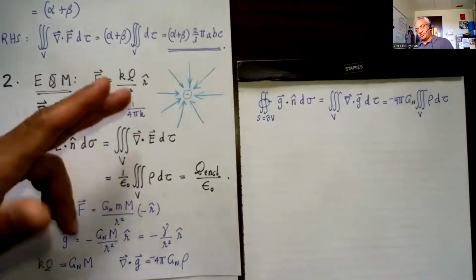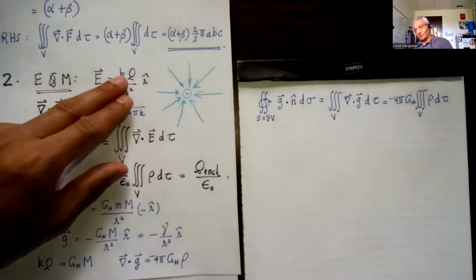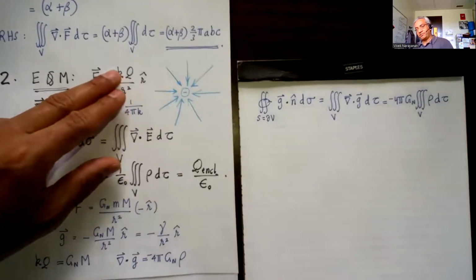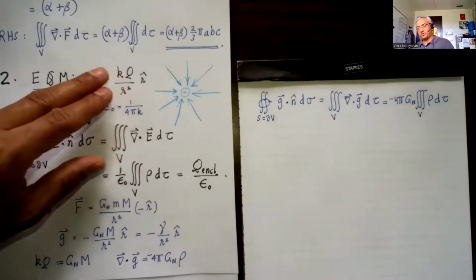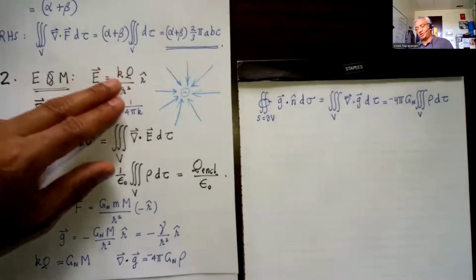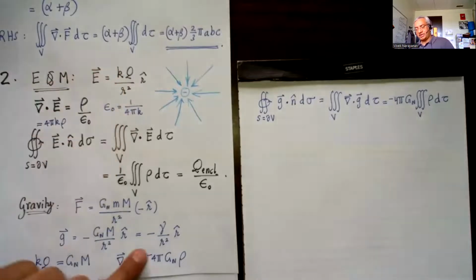The attractiveness or repulsiveness in the electric case comes from the sign of Q. If Q is positive, then it's repulsive. That'll be like anti-gravity. And if Q is negative, it'll be attractive. That's like regular gravity. So that's our Gauss's law for gravity.